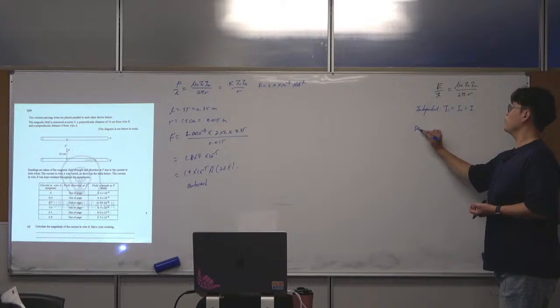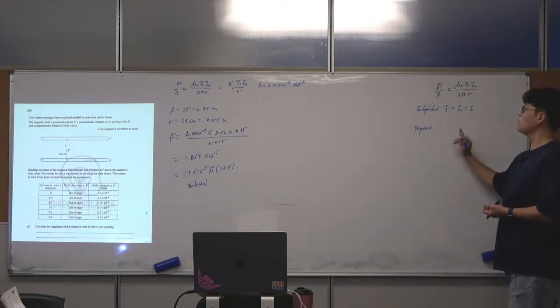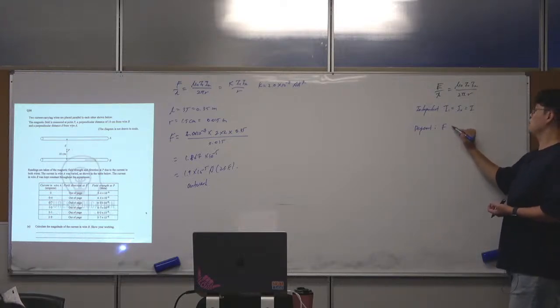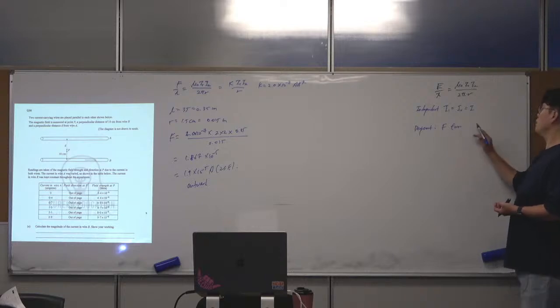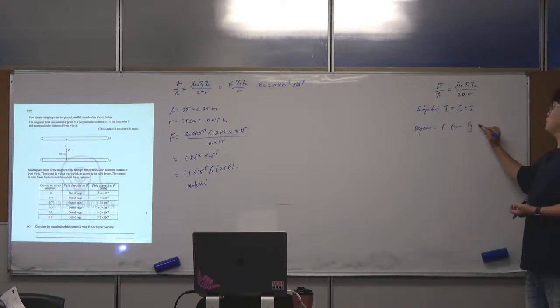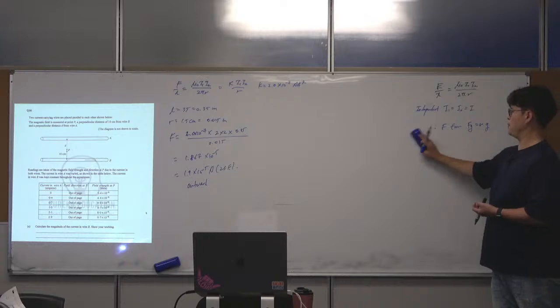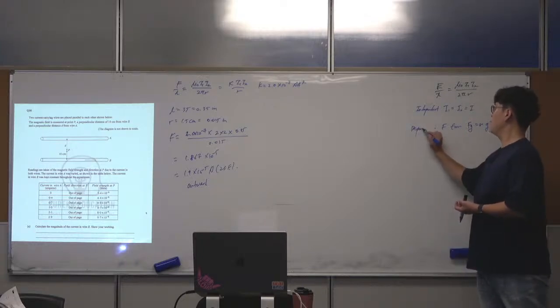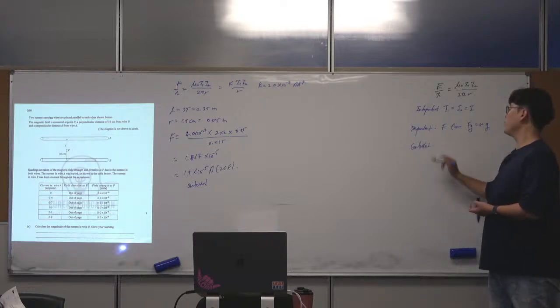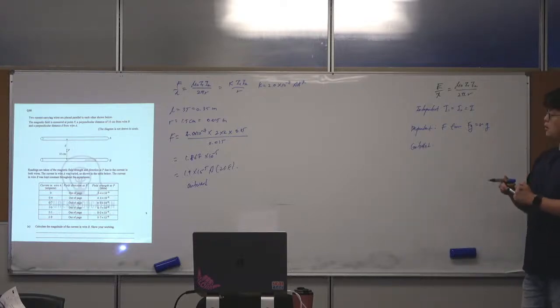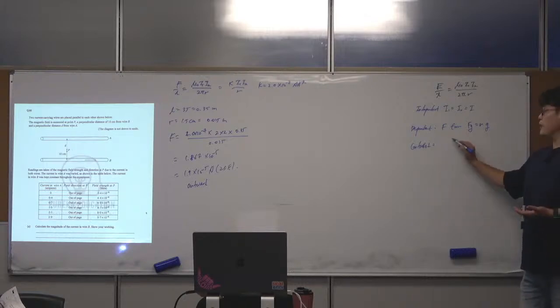Step, you can write it down for your report. Dependent variable would be the force, from the FG, or change in mass values. And the controlled variable would be, I just briefly wrote down the L, the length, R, which is the distance between the two. That'll be your control variables.